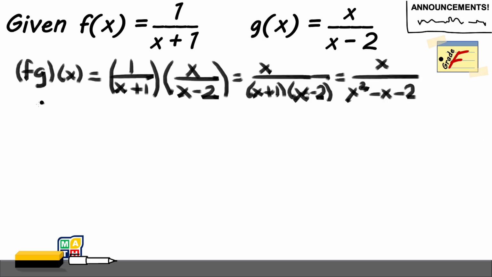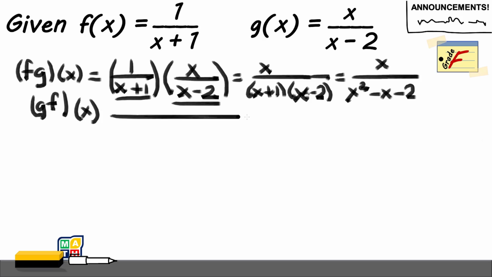By the way, this is also the same answer if you have (gf)(x). This is because you're multiplying the first function by the second function, and in the process of multiplication, it's commutative, so you will end up with the same result. Because again, multiplication is commutative.